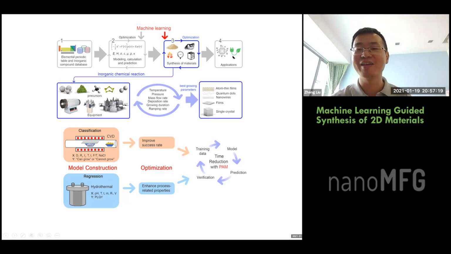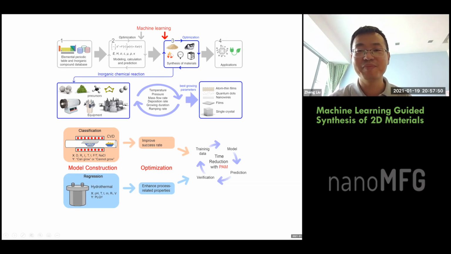And finally, we make the material at large scale, reliable and robust, so that we can use it in industry. So this is the life cycle of making new materials. It usually takes more than 5 or 10 years. And actually this step, phase 3, is the most time consuming and the most challenging part. So how can we use machine learning to help this step?